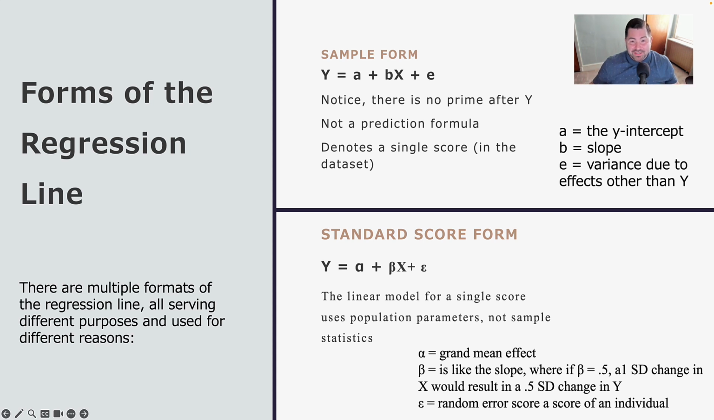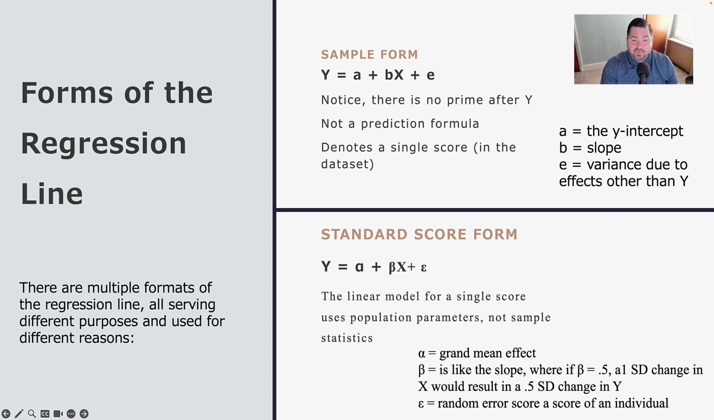to population parameters. And so if we want to project it accurately to the population and not worry about whether our sample is different from other samples in the population, we need to use what's called the standard score form or standardize the sample form.